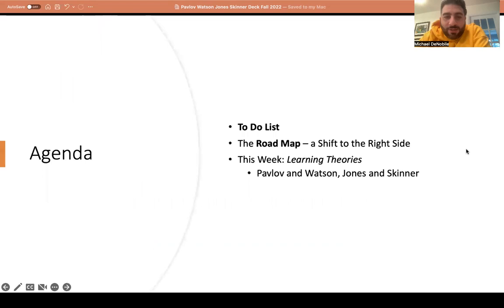So let's get started. We're going to visit our roadmap like we usually do. And this week we're going to look at our learning theories based on the behaviorists Pavlov, Watson, Jones, and Skinner.